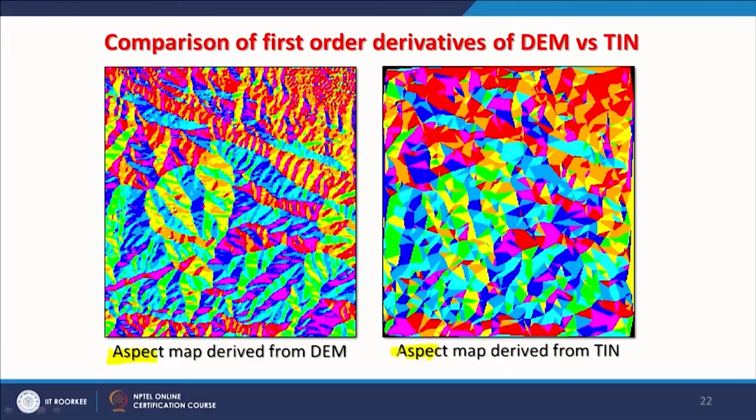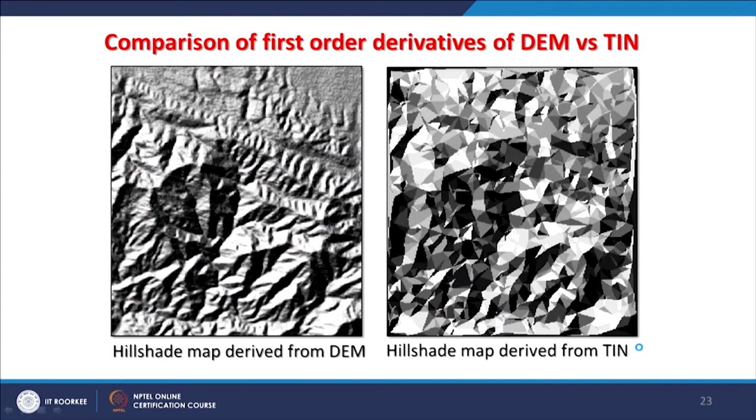Nonetheless, we can definitely see the differences in the outputs of a raster based aspect and a TIN based aspect. The boundary issue will always be there. Similarly, a shaded relief model or a hillshade which you are seeing, these are a few derivatives which can be derived from a TIN.